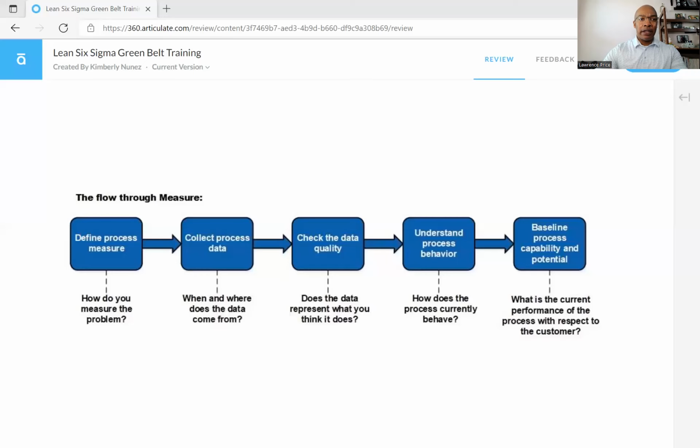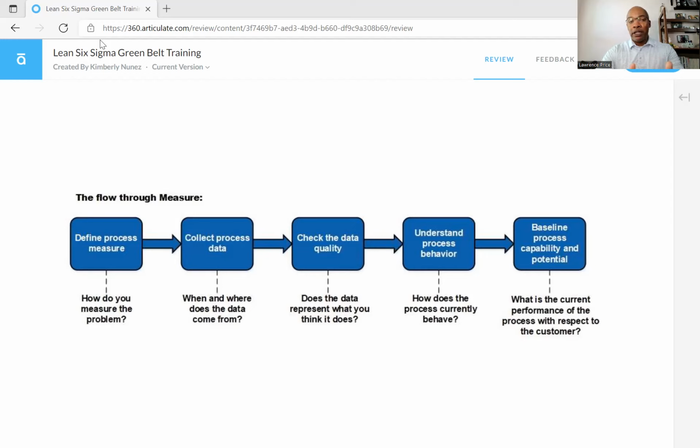So here you see a very abbreviated process map that lays out the things that a Lean Six Sigma practitioner is going to do during the measure phase. Just a reminder, this happens right after the define phase is done. So the first thing is to define the process measure. So how do we measure the problem going forward, or at least potentially looking historically?